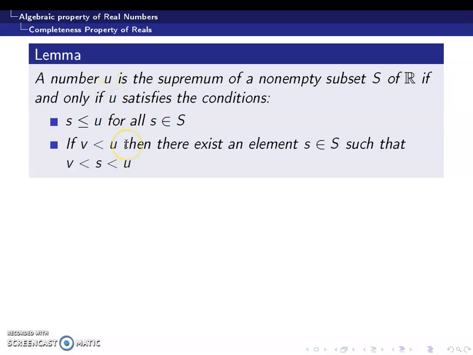So from the definition of supremum, we can clearly restate the conditions as: if u is a supremum, then every element of the set should be less than or equal to u, or u should be an upper bound. And the second thing is any element which is less than u cannot be an upper bound of the set, or for any element v which is less than u there should exist at least one element of the set S which is in between v and u. This is the basic concept of supremum.